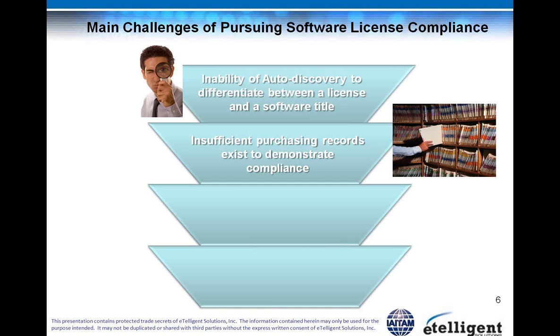Once it finds the piece of software, what it can't tell you is what terms it's licensed under. You can have the same piece of software in your environment licensed under several different sets of terms, depending on the license agreement and the contract that was signed. So that's another constraint of auto discovery: it can find the software, but it really can't tell you anything about how it was licensed. That's another important piece of information to keep in mind.